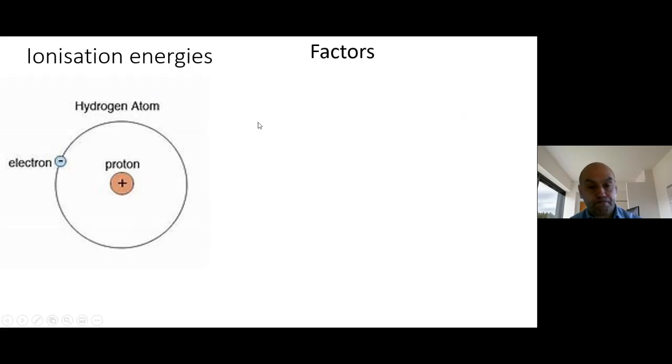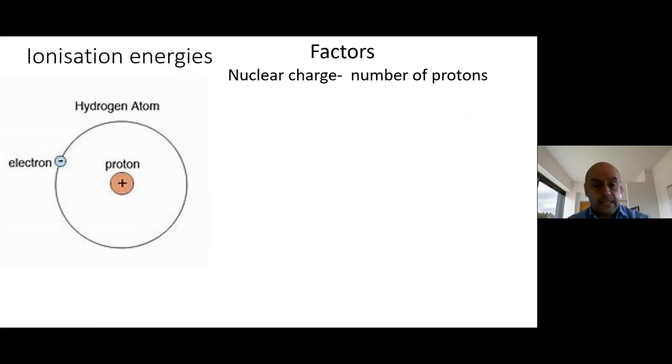So there are a couple of factors. The first one is obviously the number of protons, or what we call the nuclear charge. As your protons increase, which is obviously going to happen as you go across your periods and down your groups, your nuclear charge is going to get bigger. You get more protons. The consequence of that is that it increases the pull of the nucleus.